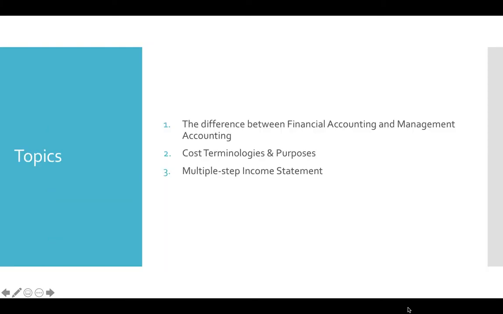So, there are three main topics that we are going to talk about today. The first one is the difference between financial accounting and management accounting. The second one is cost terminologies and its purposes. And the last one, we're going to learn how to make a multiple step income statement.